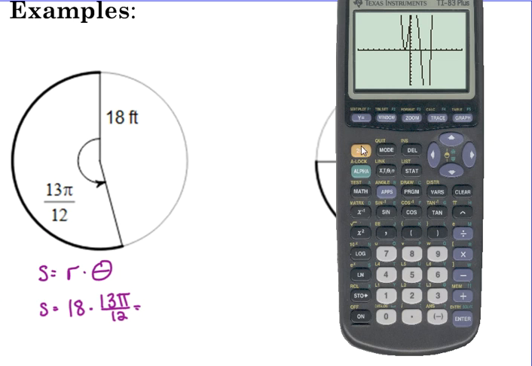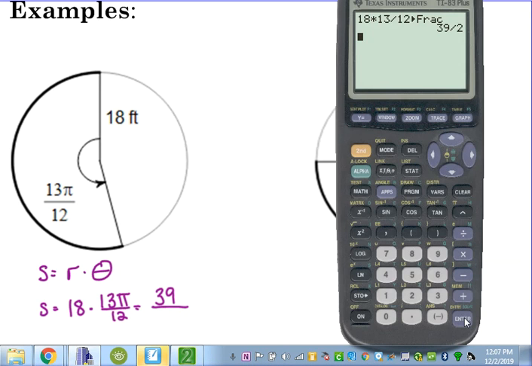They will either express it in exact form, meaning they do not multiply out the pi. You put everything in this expression, 18 times 13 divided by 12, you just don't put the pi in there. So 18 times 13 divided by 12, 9 times out of 10 is going to be a fraction, so you might as well do math, enter. And that gives us 39 over 2. We left out the pi, so we just put the pi back in the numerator. So that is the exact answer.